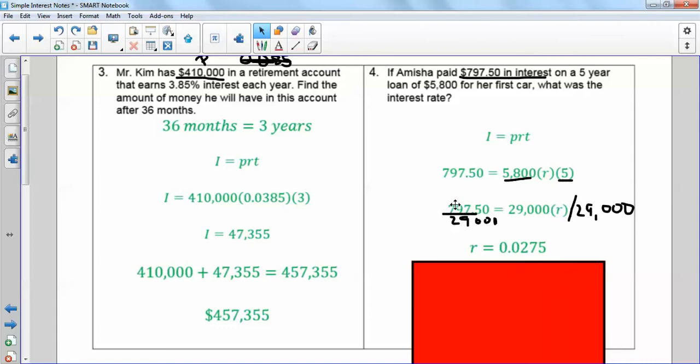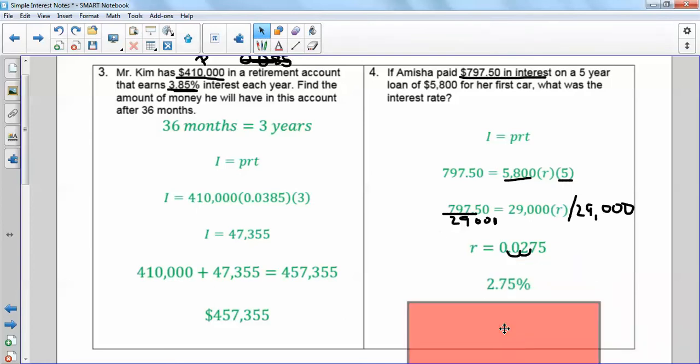And this side, if we divided, would give us 0.0275. Okay, but we're looking for the interest rate. And if you notice in the rates, like in this problem it is 3.85 percent, it's always a percent. So we need to change this decimal into a percent. So you can move the decimal place twice, 1, 2. And so our final answer is 2.75%.